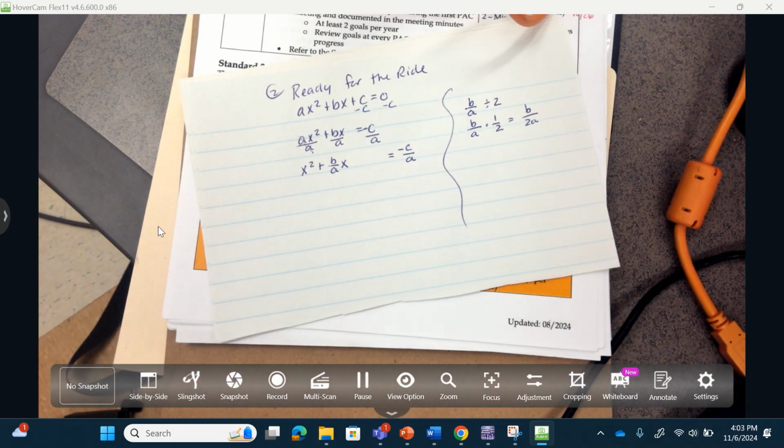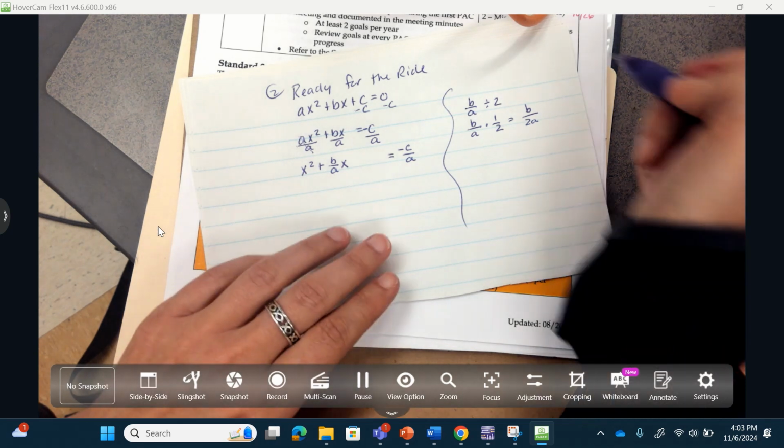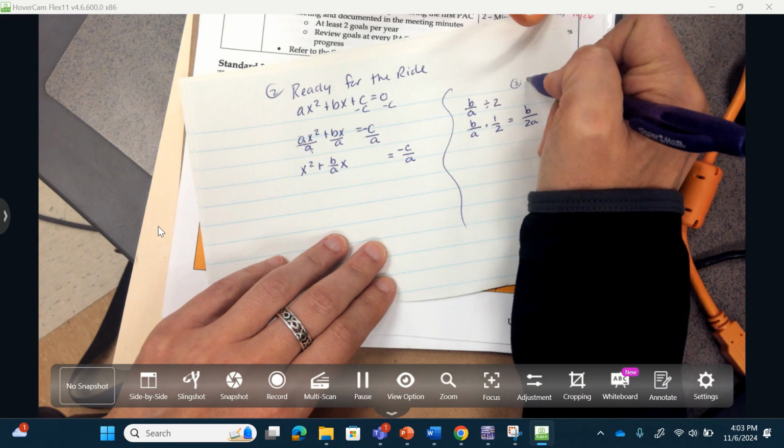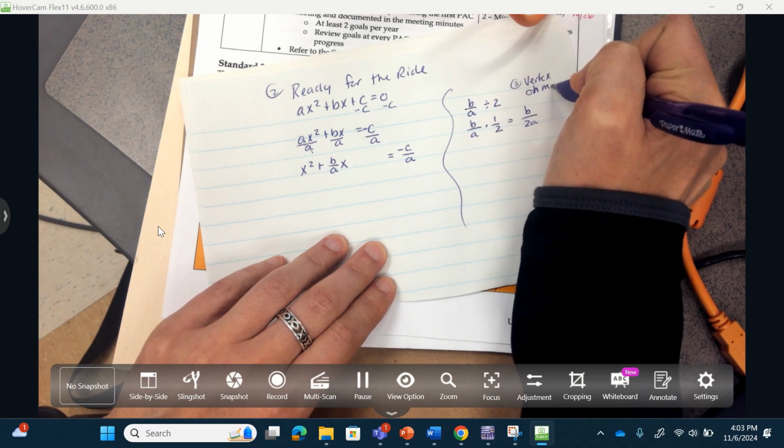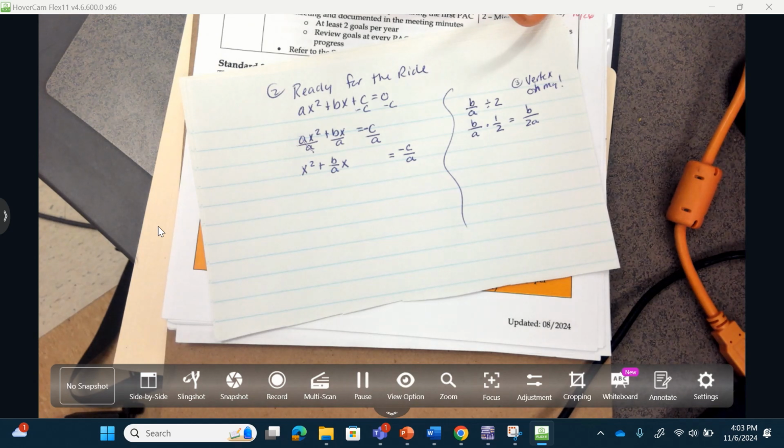Now that might ring a bell because we have seen that before. We have seen b over 2a. Usually it was in a subtraction sense, but you'll see where that comes from. So we've seen that b over 2a. That was part of our vertex formula. Okay, now you're getting an idea of where it comes from. So for your third extra credit point, you're going to write down "vertex, oh my." Okay? And now you got your third extra credit point.